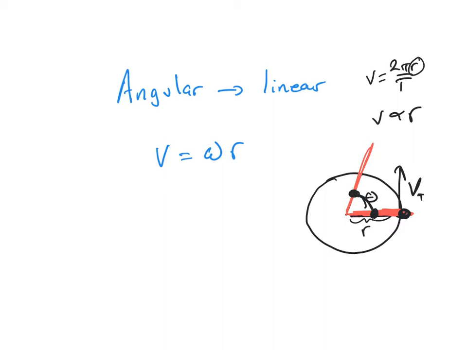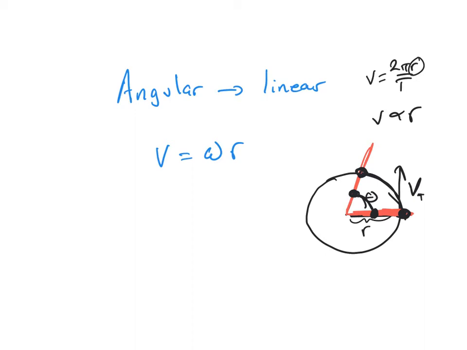So if we have two particles within our record player at two different distances from the center, or two different radii, the actual linear distance through which they're going to travel is going to be different, but the angle through which they travel is going to be the same. So the one further out is going to have a larger tangential velocity than the one closer in, but they will both have the same angular velocity. But we can convert between the two.